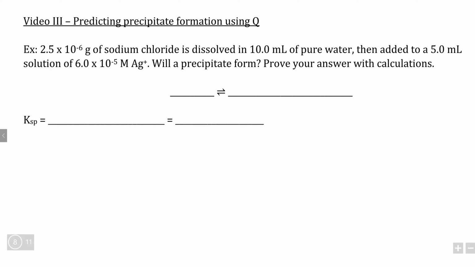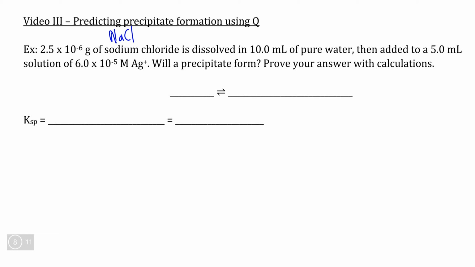In our final video in the solubility equilibrium section, we're going to look at how to predict whether a precipitate will form given a set of starting conditions of two different solutions. So the first thing that we'll need is to figure out what our precipitate is going to be, assuming that we mix a solution of sodium chloride with a solution of silver ions.